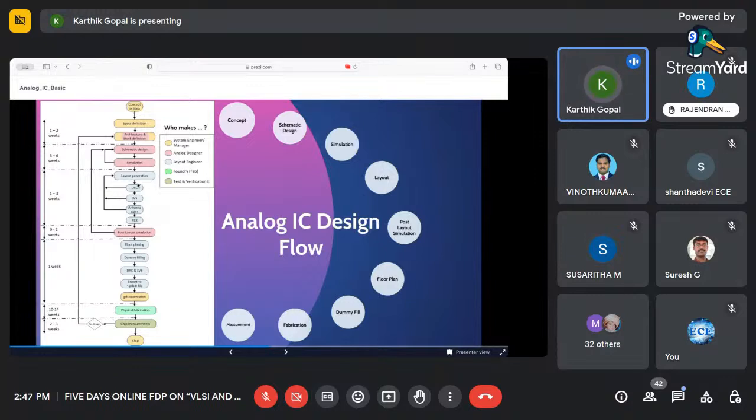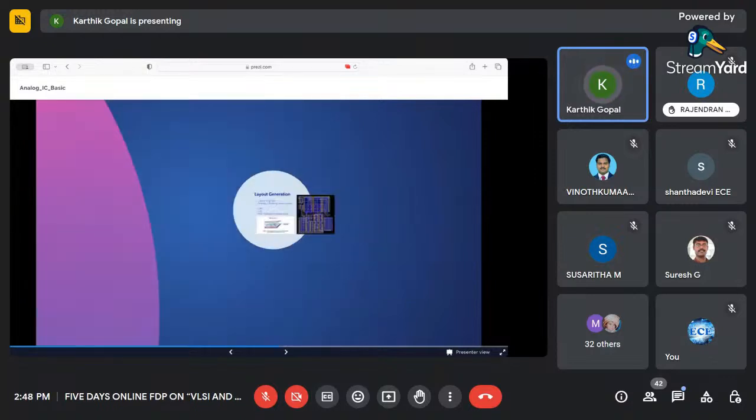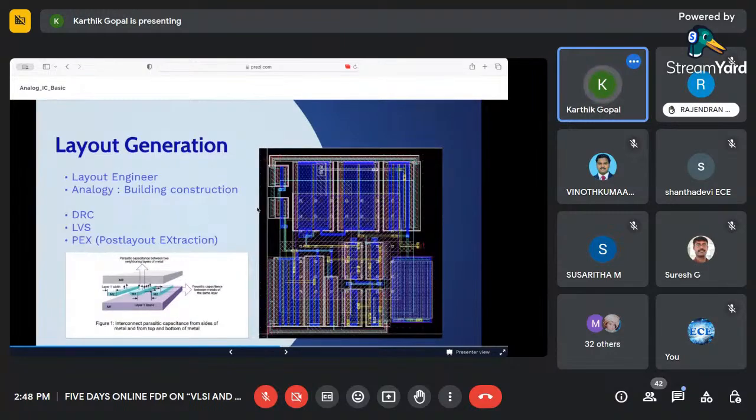Let me show you how a layout looks. This is an example of how the previous op-amp circuit looks in the layout. Here you can see the blue color, which is the gate length and width. These are the real MOSFETs that we are going to give to a foundry and ask them to fabricate a device like this. A layout engineer will do a DRC. DRC is a design rule check. TSMC will give you a set of rules.